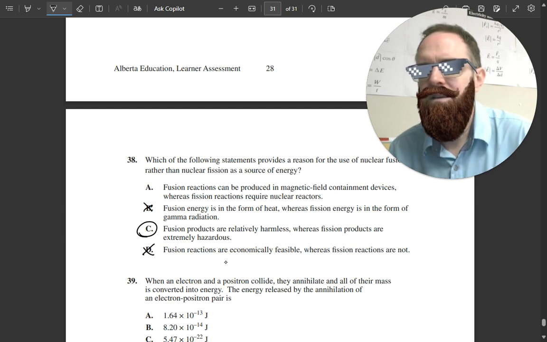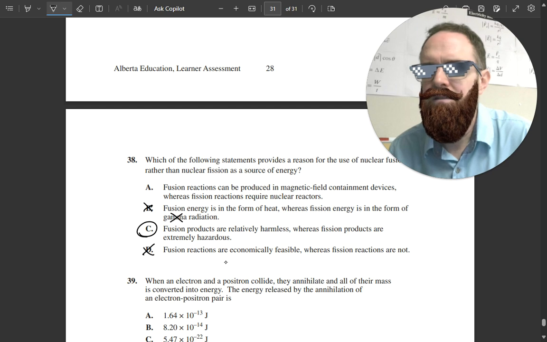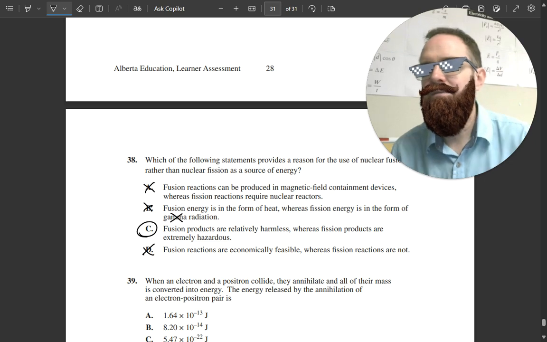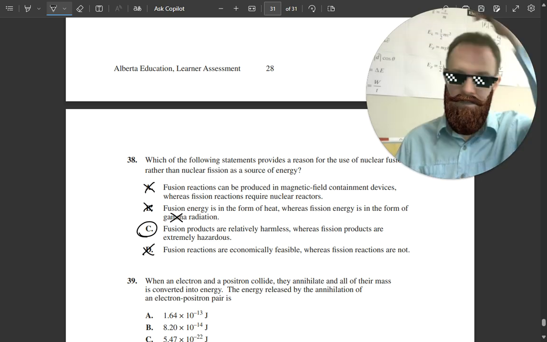No, that's not true. It produces energy in the form of heat because they use turbines and stuff. Fusion reaction to produce magnetic field? No, you have to produce fusion in a reactor as well.